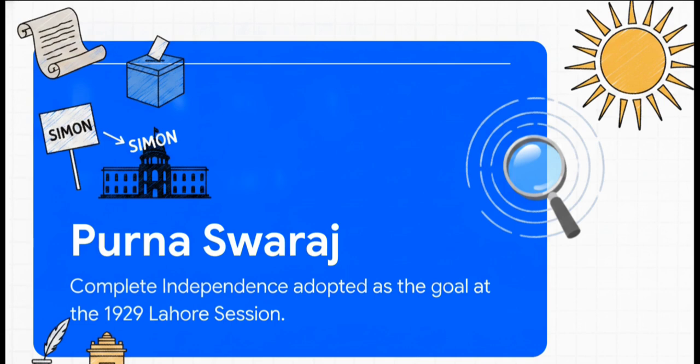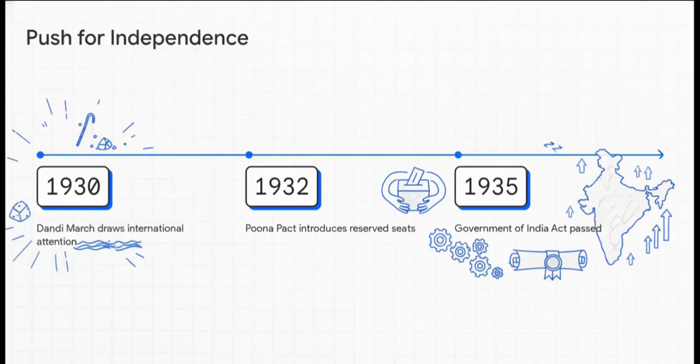The ultimate goal officially escalated. No more settling for dominion status. The new demand was Purna Swaraj, absolute, complete independence. That bold declaration just created this unstoppable momentum. In 1930, Gandhi marched 240 miles to the sea for the spectacular Dandi March. He directly defied the salt tax, grabbed the whole world's attention, and officially launched the civil disobedience movement.